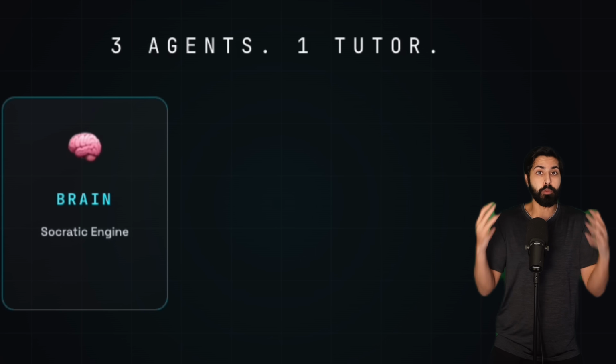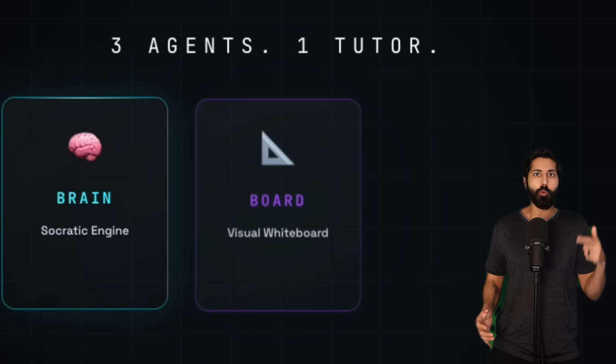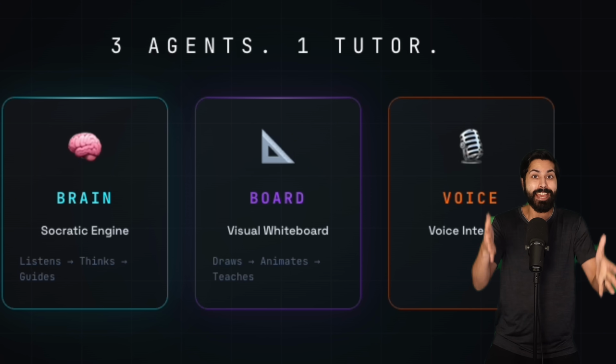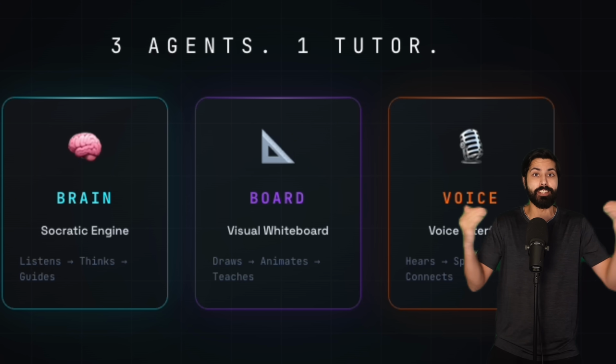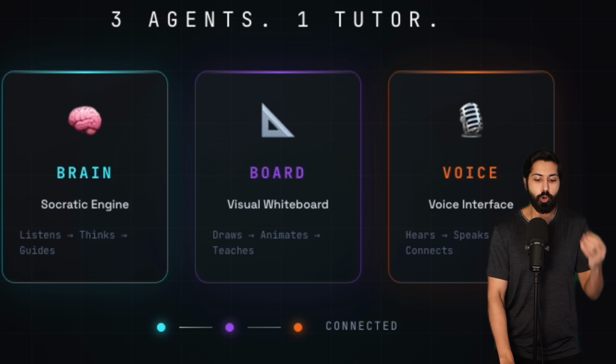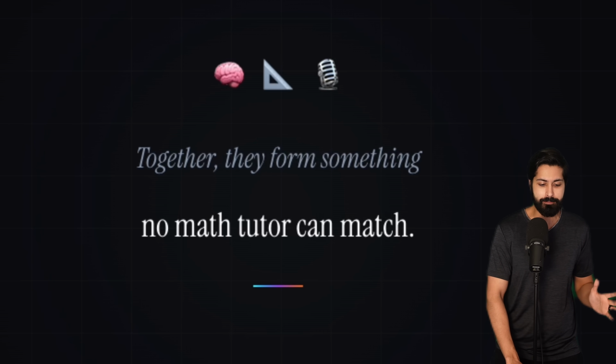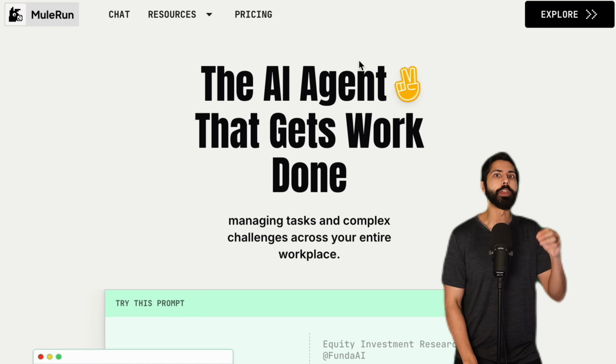It's a collection of 3 agents. One is the brain, one is the whiteboard, and one is the voice. Each one is dedicated for a specific task, and together they form the most perfect math learning application I've ever seen in my life. And I built all of this with Mule Run.